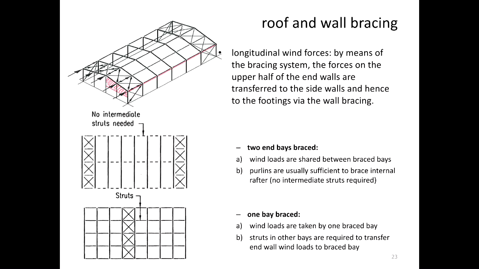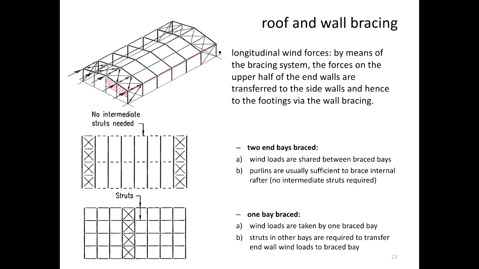So if you have two ends braced, wind load is shared between braced bays, and the purlins are usually sufficient to brace internal rafters. So no intermediate struts will be required. So you don't need intermediate struts as we have here. You don't need all of those struts. We just rely on the action of the purlins. That's what that is saying here. So you see, all of these are taken out. So you brace that, wall bracing.